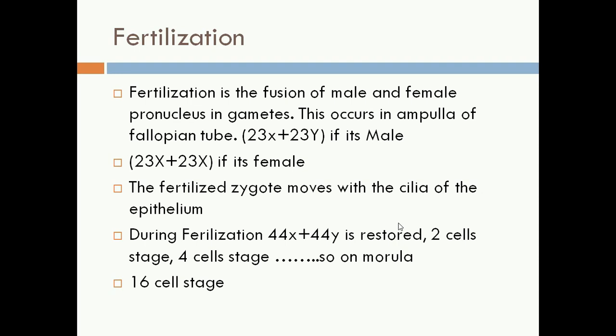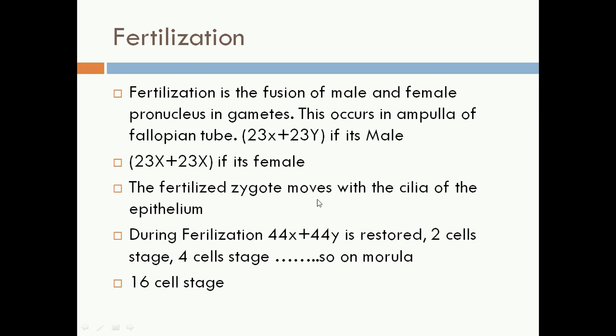So it is a fusion of 23X plus 23Y in a male, while for a female fetus it is 23X plus 23X. Again, for the male and the female pronucleus, if the fusion occurs between the X chromosome of the female and the Y chromosome of the male, the fetus turns out to be a male fetus. If it is the X chromosome received from the female and the X chromosome from the male, it becomes a female fetus. The male has X and Y chromosomes, isn't it? So they can contribute either through X or through Y.